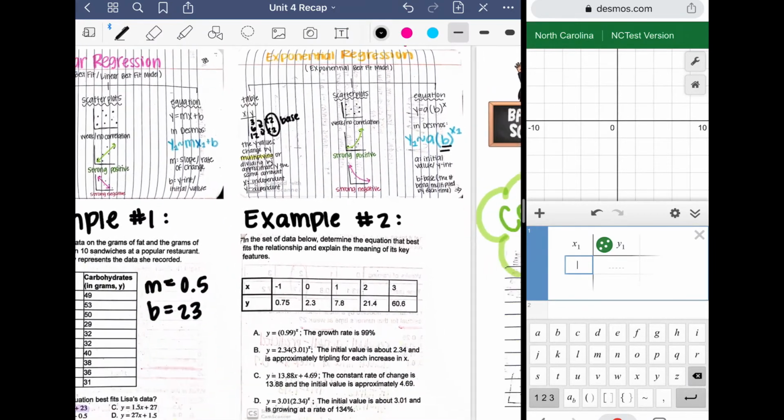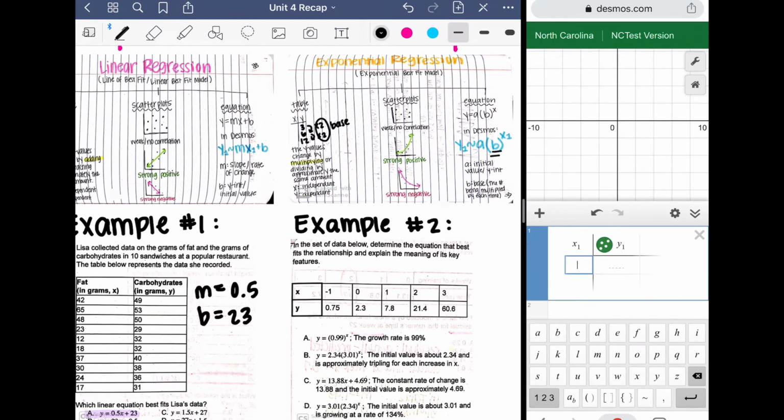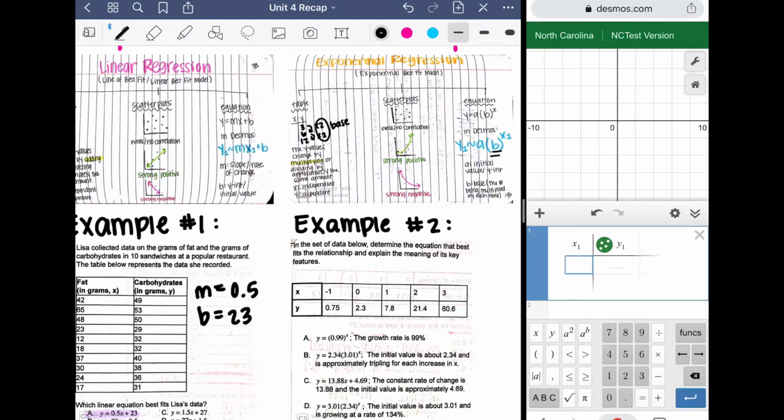Okay, now let's do an example of an exponential best fit model. So we have a table here. I'm going to put these values into Desmos. I've already got my table up, and we're typing in. Notice where your x's and y's are in this table, that's going sideways. Got to be careful there.